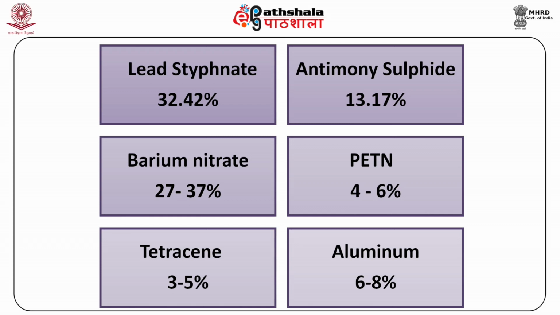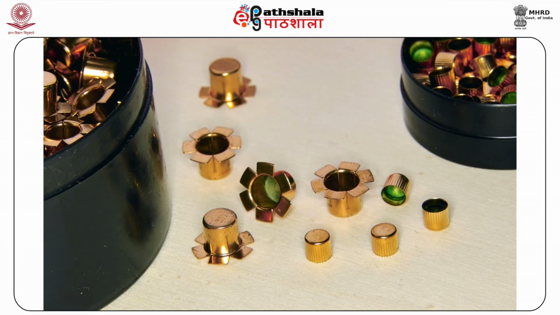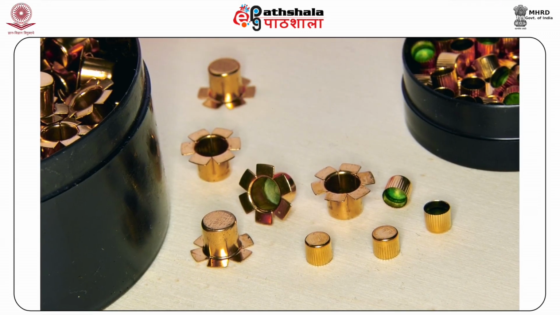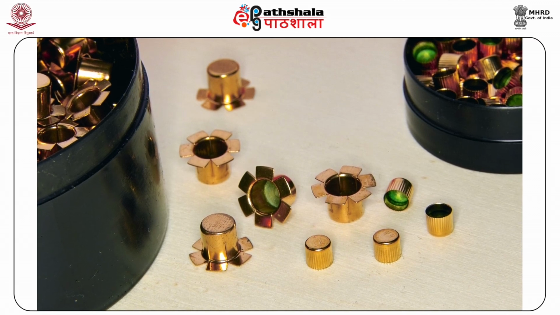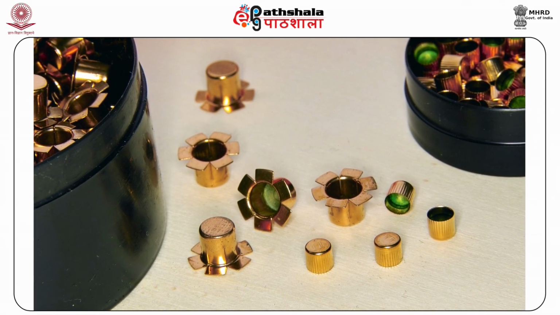In India, the new primer composition being used is lead styphnate 32.42%, antimony sulfide 13.17%, barium nitrate 27 to 37%, PETN 4 to 6%, tetracene 3 to 5%, aluminium 6 to 8%. Thus, the elements present in the GSR would be lead, antimony, barium, and aluminium.